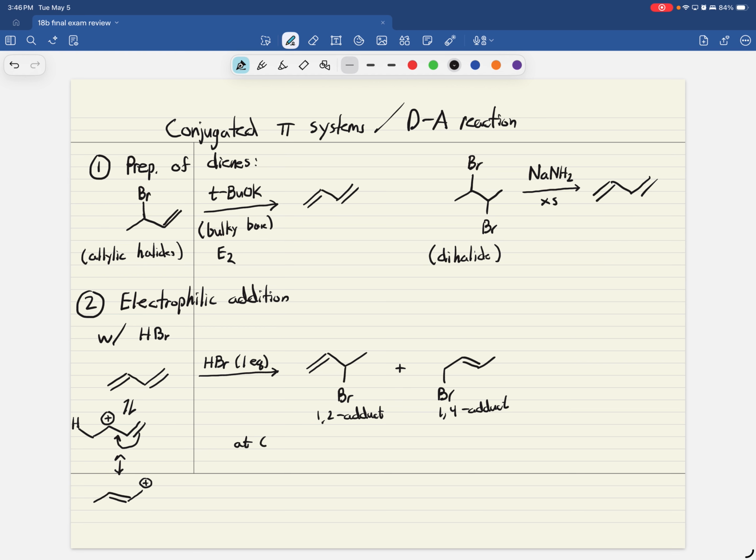At cold, what's cold? All right, so think about it this way. If you have enough energy to react, that's going to be under thermodynamic control. So you're going to form the most stable double bond.